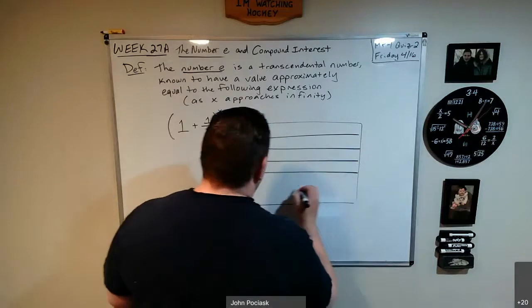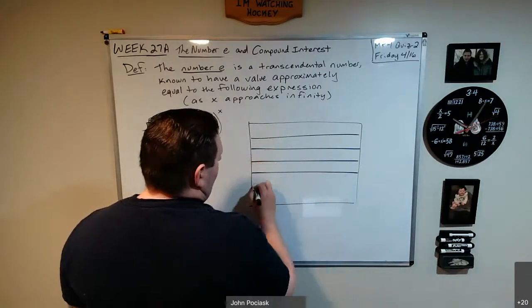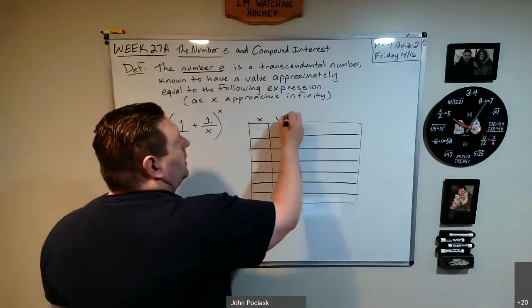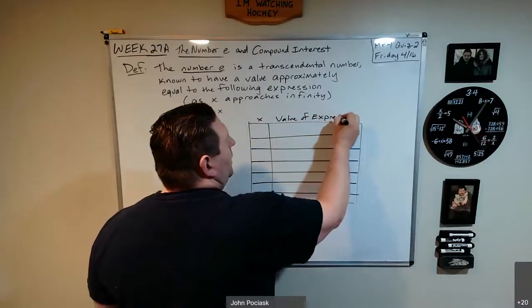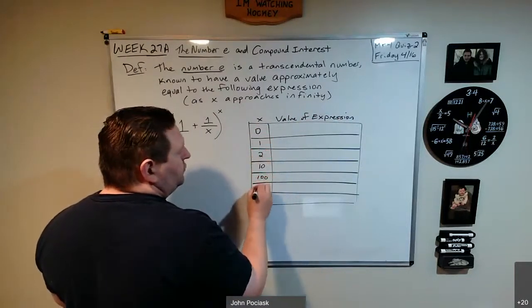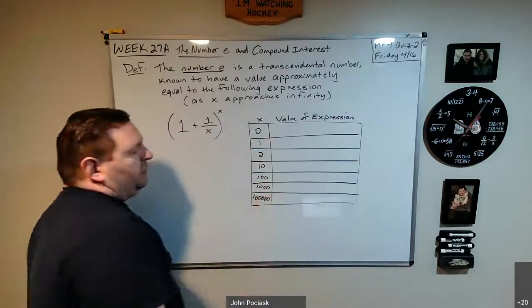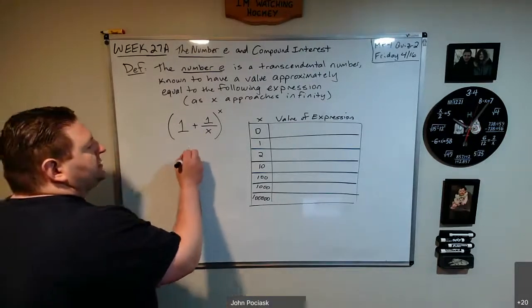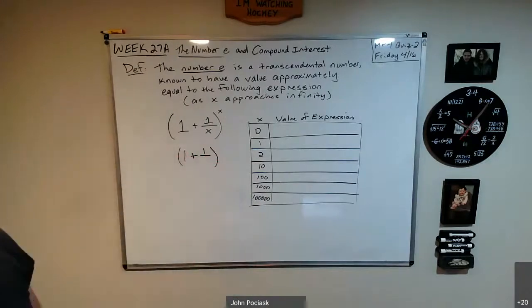Why don't you make seven rows. Make the first column a short column. And we're going to do 0, 1, 2, 10, 100, 1,000, and we'll do 100,000. So I'm going to do the work here on the side. Now, you don't have to write this step down if you don't want to, but really what's happening is I'm doing 1 plus 1 over some number, to that number.